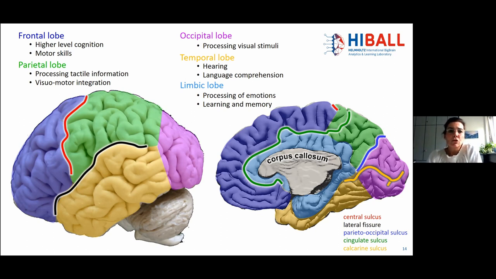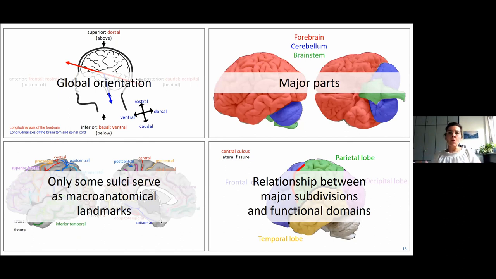Okay. So just a short recap of what I've been talking about up to now. I've mentioned global orientation landmarks in the brain and also the different planes of sectioning, the horizontal, coronal, sagittal planes of sectioning, which are the so-called classical and standard planes of sectioning. I have mentioned the major parts of the brain, and I hope I've also made clear that some sulci can be used as macroanatomical landmarks to identify functionally relevant structures in the brain, but this is not always the case, okay?